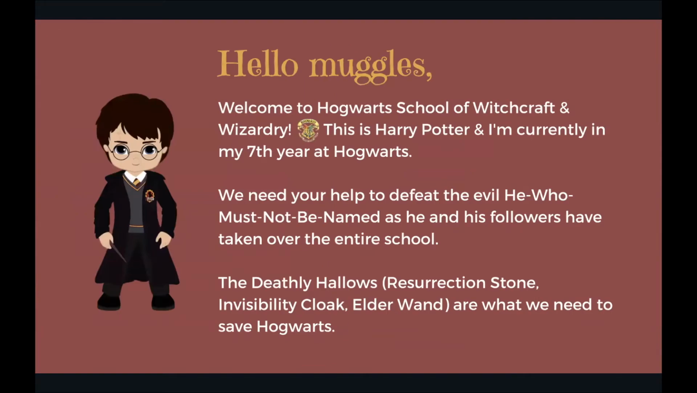So, hello Muggles, welcome to Hogwarts School of Witchcraft and Wizardry. This is Harry Potter and I'm currently in my 7th year at Hogwarts. We need your help to defeat the evil He Who Must Not Be Named, as he and his followers have taken over the entire school. The Deathly Hallows, otherwise known as the Resurrection Stone, Invisibility Cloak, and the Elder Wand, are what we need to save Hogwarts.